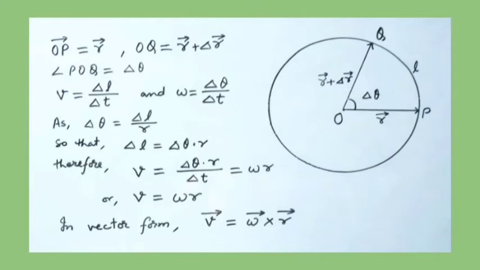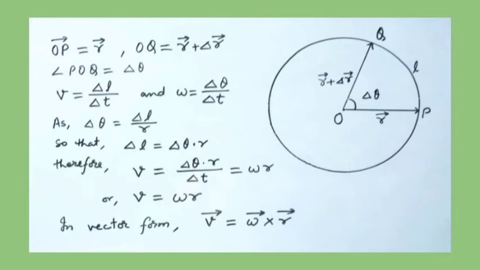The object covers arc PQ of length delta l in time interval delta t. Therefore, v is equal to delta l by delta t and omega is equal to delta theta by delta t. As delta theta is equal to delta l by r, so that delta l is equal to delta theta into r. Therefore, v becomes equal to delta theta into r by delta t, which is equal to omega into r. So, v is equal to omega r.